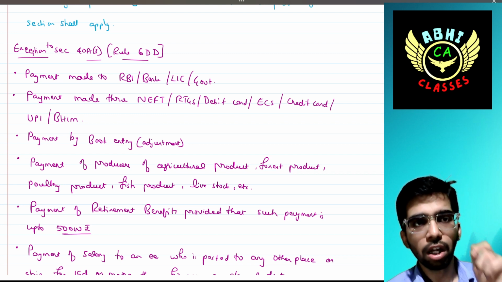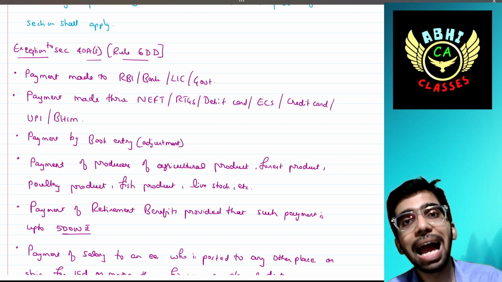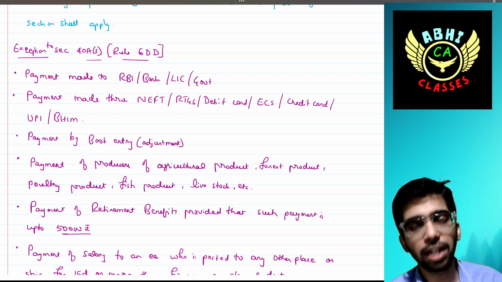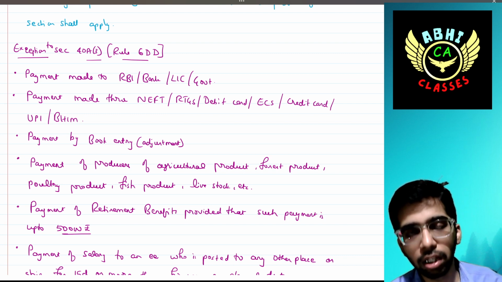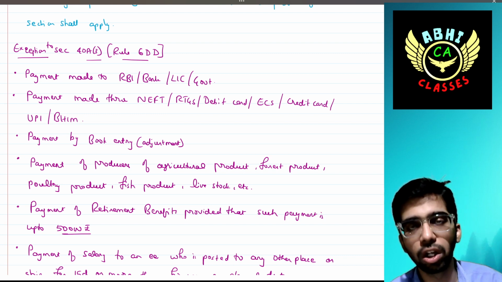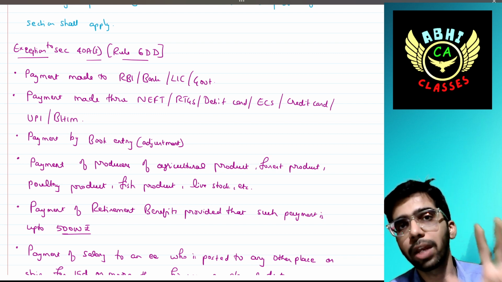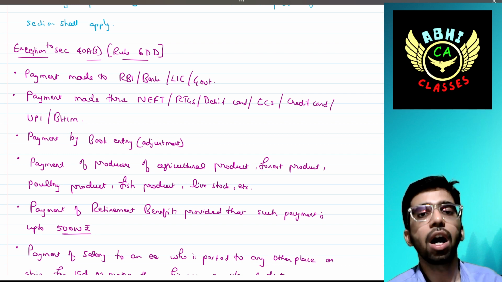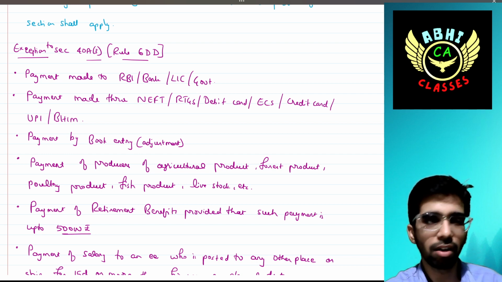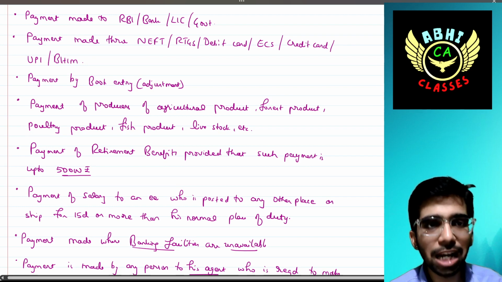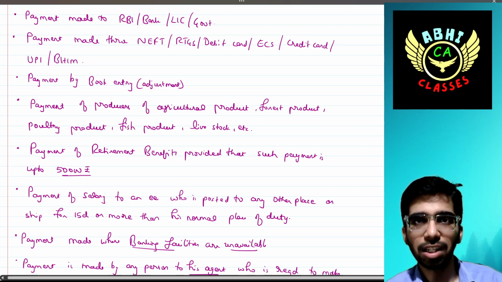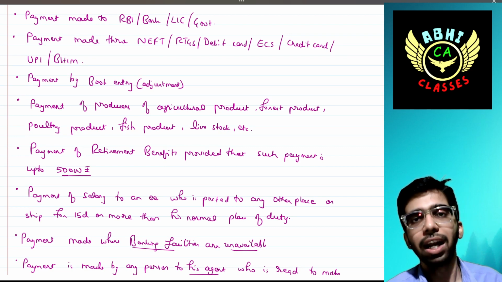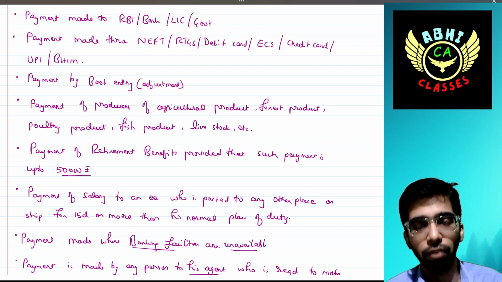Some exceptions: the payment made to RBI, bank, LIC or government. Let's say, for example, you are depositing a cash payment of 1 lakh to the bank, then it is treated as a payment, but that disallowance would not be applicable here. Then payment made through NEFT, RTGS, debit card, ECS, credit card, UPI, BHIM, already explained. Payment by book entry, that is some adjustment, for example discount availed or discount paid, and hence no balance would be available in the books of accounts.